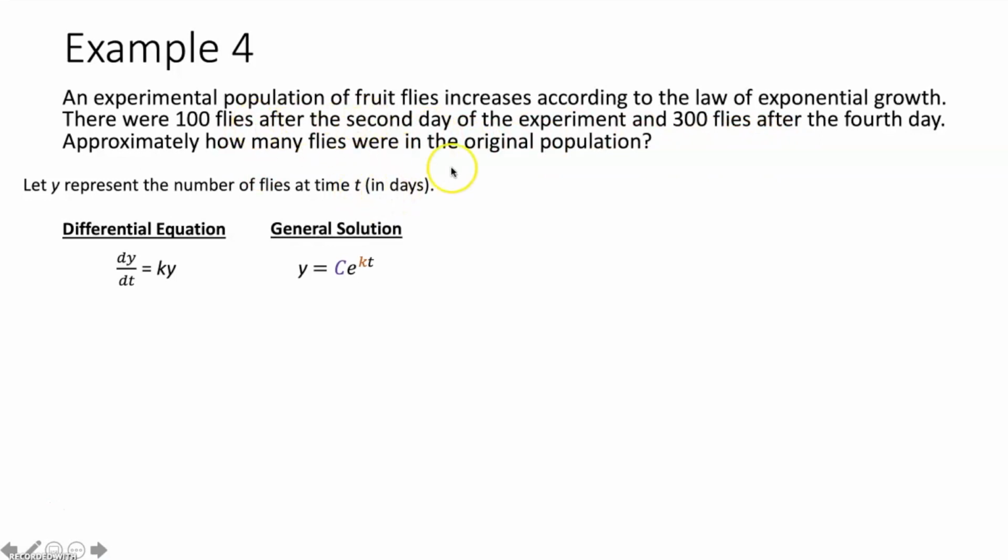So do either of these initial conditions here have a time where t is equal to 0, our original amount of flies? No, actually. This one we have on the second day there were 100 flies, so that would technically be the point (2, 100). And over here we have on the fourth day there were 300 flies, so that would be the point (4, 300). So neither of those has an independent variable or t equal to 0, meaning we're unable to solve for c right off the bat.